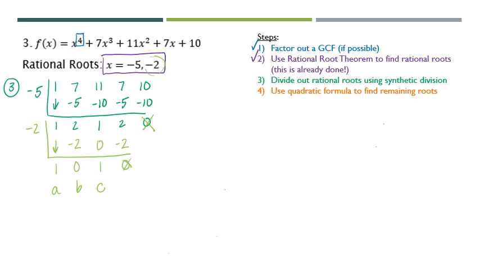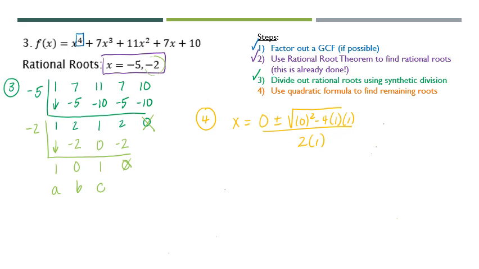Now we can move on to step 4. So we're done with step 3. Now we have to use the quadratic formula. And I have my A, B, and C. My B value is 0. So the opposite of 0 is still 0. You can write -0, it doesn't really matter. Plus or minus the square root of 0 squared minus 4 times A times C over 2 times A.